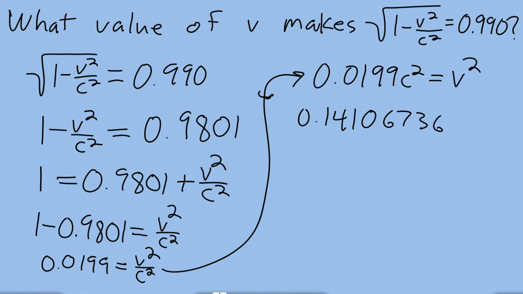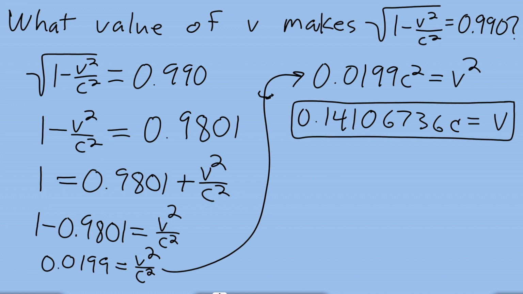0.14106736, and that 0.0199 was times c squared. When you take the square root of that, you end up just with c. And this is equal to, if you take the square root of v squared on the right side, you end up with just v. So here's your final answer, 0.14106736c.